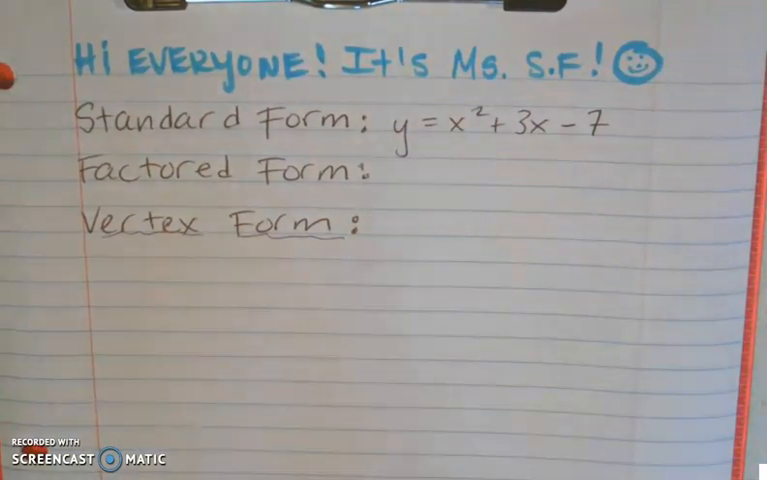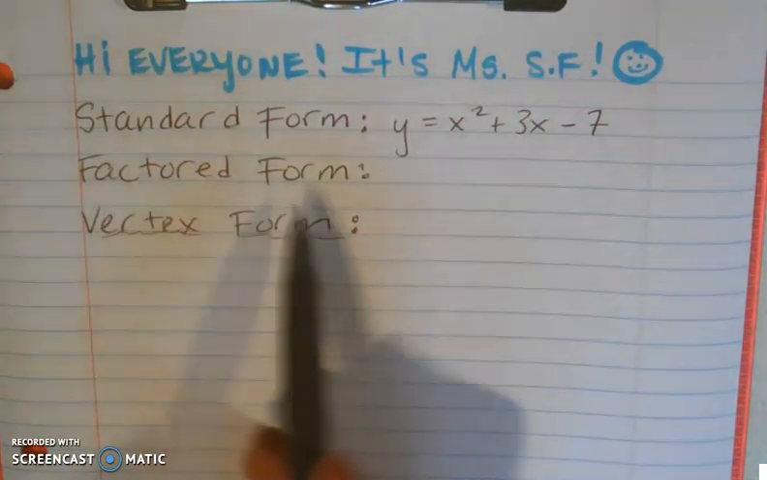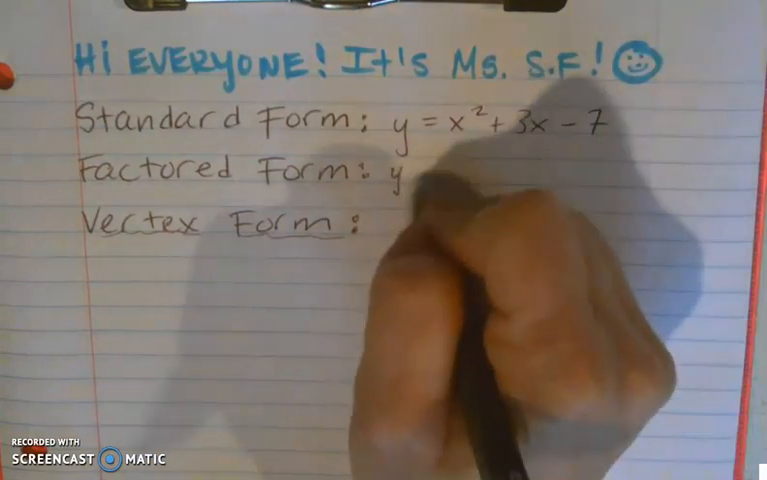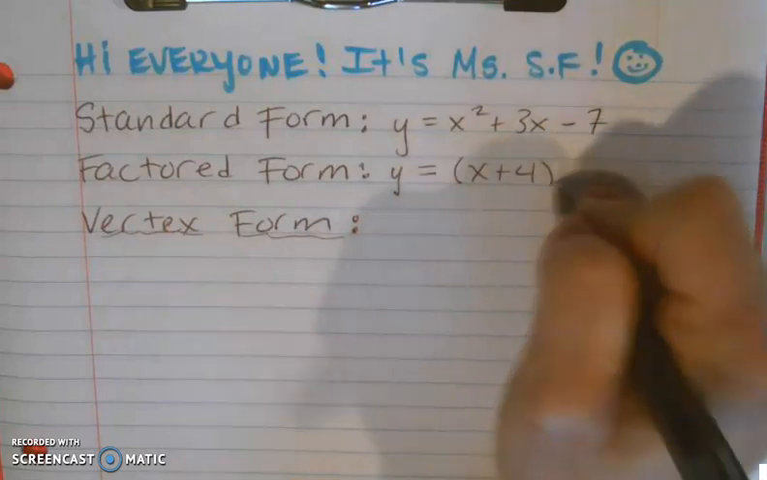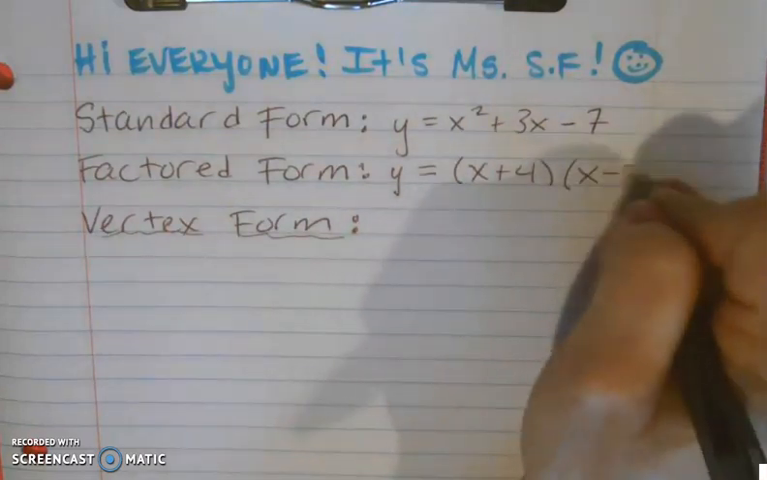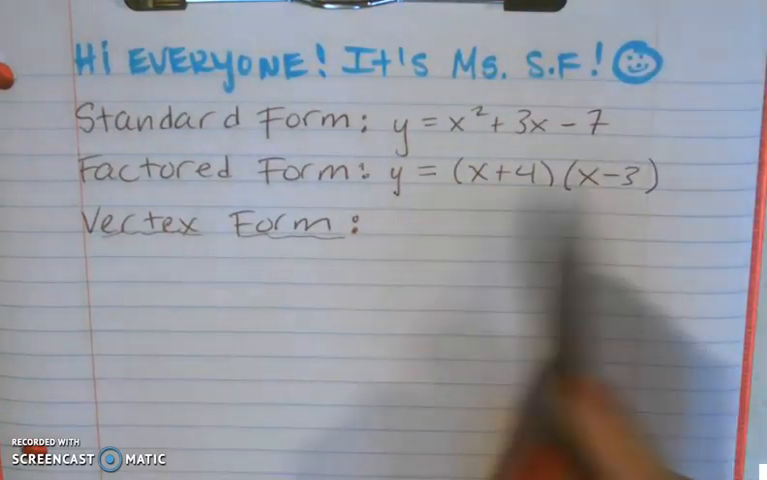The next type we've already seen is factored form. Maybe y equals x plus 4 times x minus 3. Right? Pretty easy. It's factored.